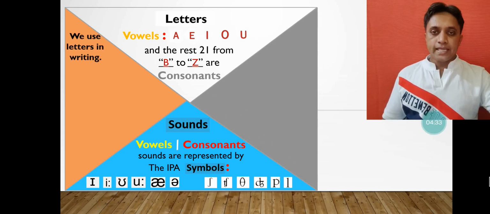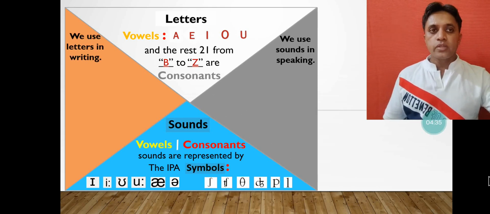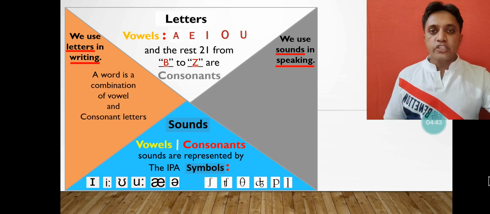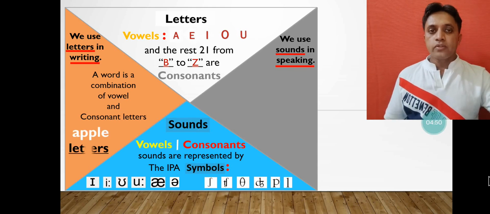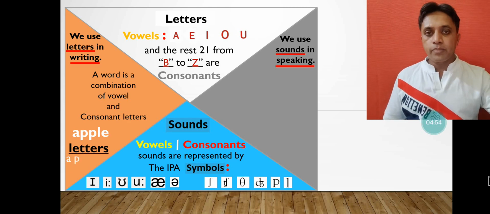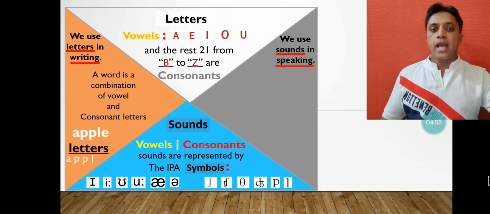We use letters in writing and we use sounds in speaking. Again, letters in writing and sounds in speaking. A word is a combination of vowel and consonant letters. For example, when we write a word apple, we use letters. We use a vowel letter A, a consonant letter P, again a consonant letter P, a consonant letter L, and a vowel letter E, and we get a word apple.